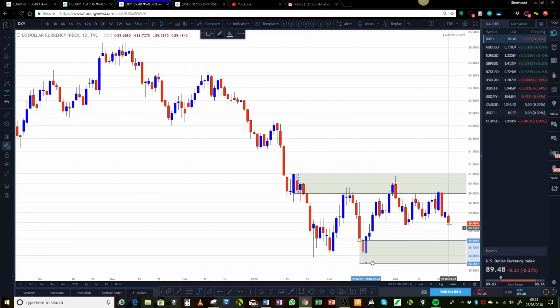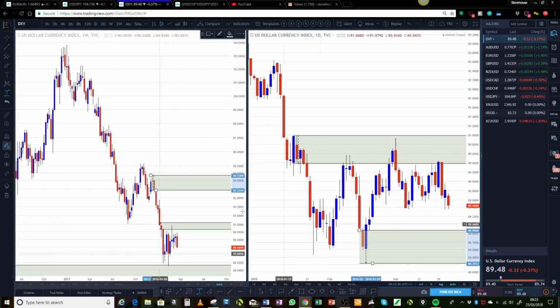We'll see what happens. Obviously, with these kind of ranges, watch how they go. The longer they stay, the bigger the move will be. So we'll be watching over the next few days and weeks for a breakout. So that's the US dollar.